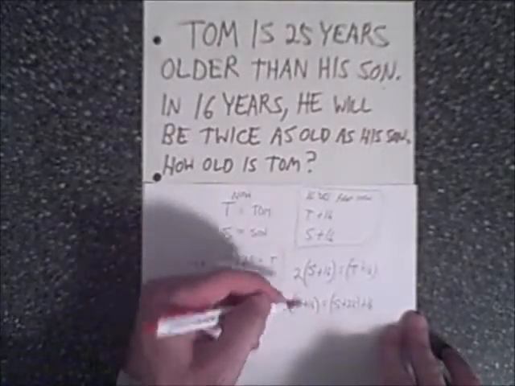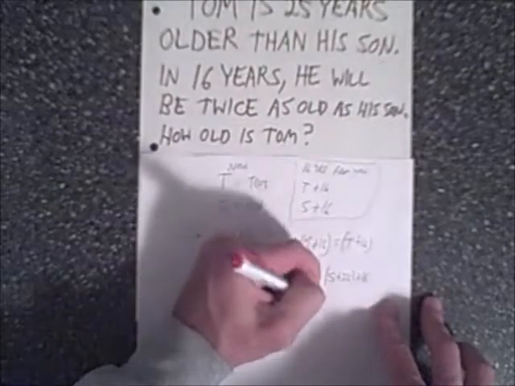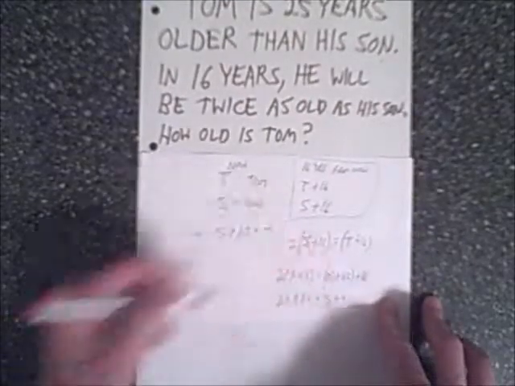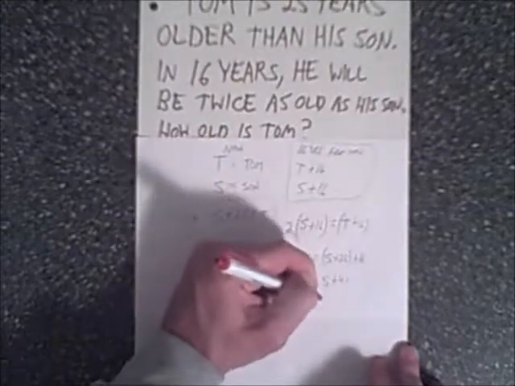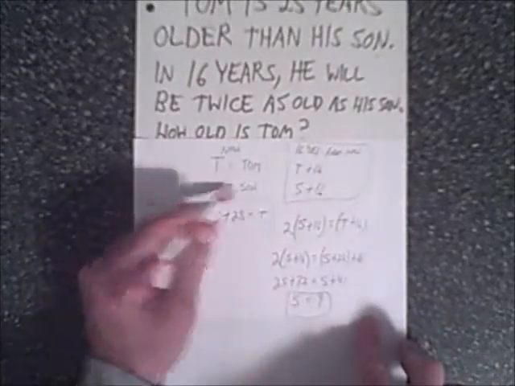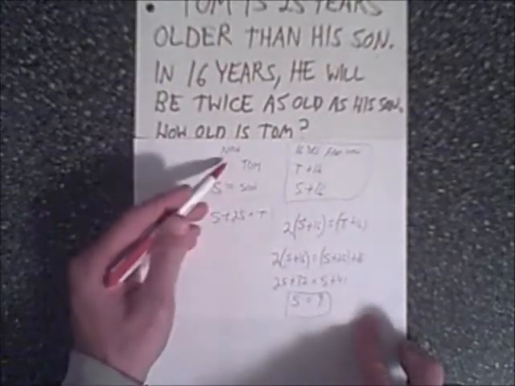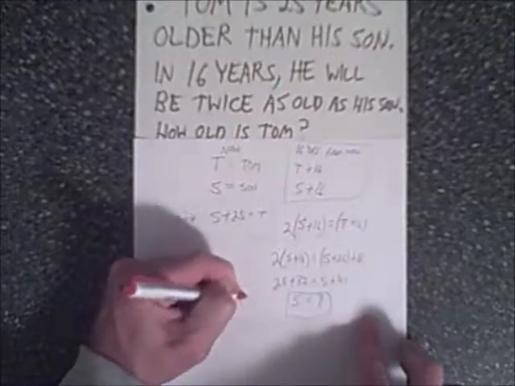Okay, for the son, 2s plus 32 equals s plus 41. Bring the s over here. This is s equals 9. So according to our answer, the son is 9. S is equal to 9. And Tom, if you remember, is s plus 25. So Tom is equal to 34.